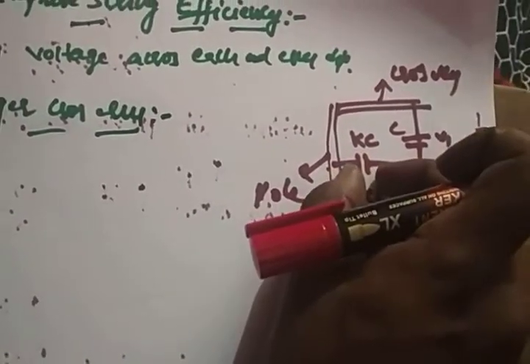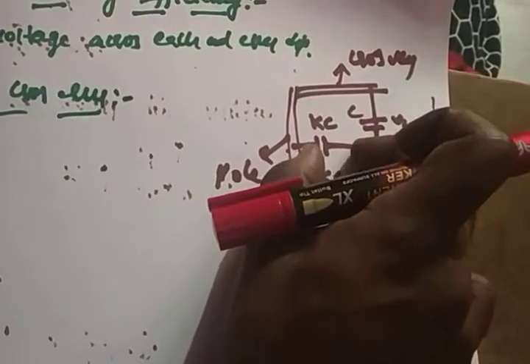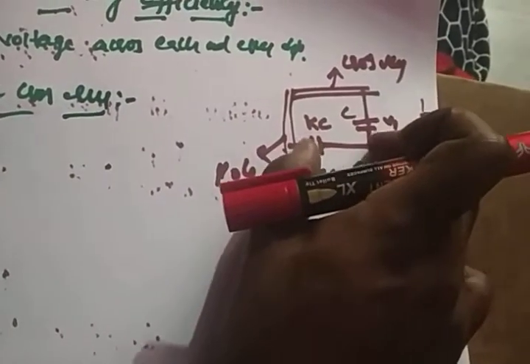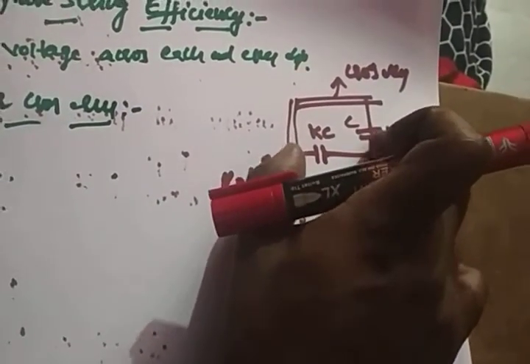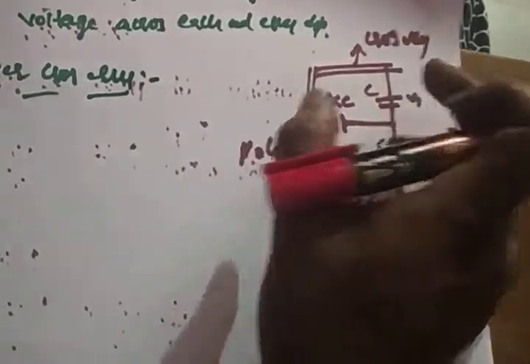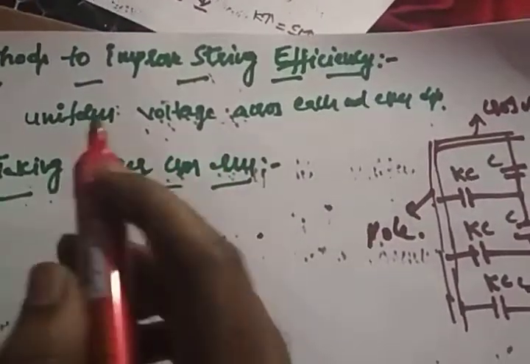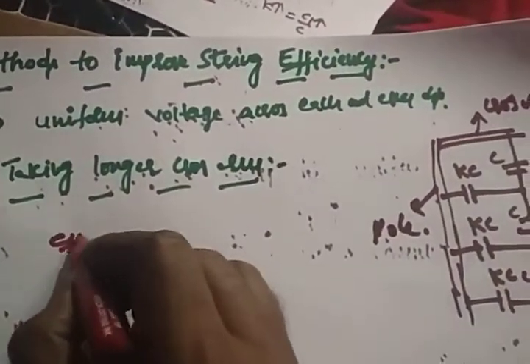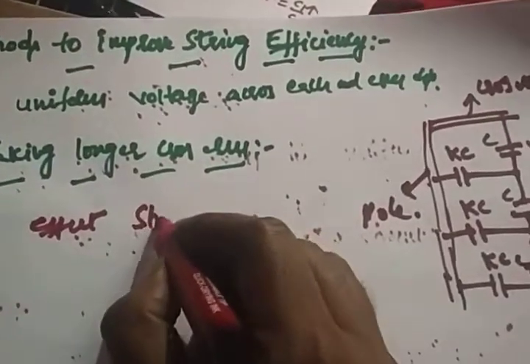That means a large distance. So what about the shunt capacitance? The shunt capacitance value will be very less. If the shunt capacitance is less, what about the string efficiency? String efficiency is going to increase. So that is the first method. If you use a longer cross arm, the effect of shunt capacitance will be reduced.